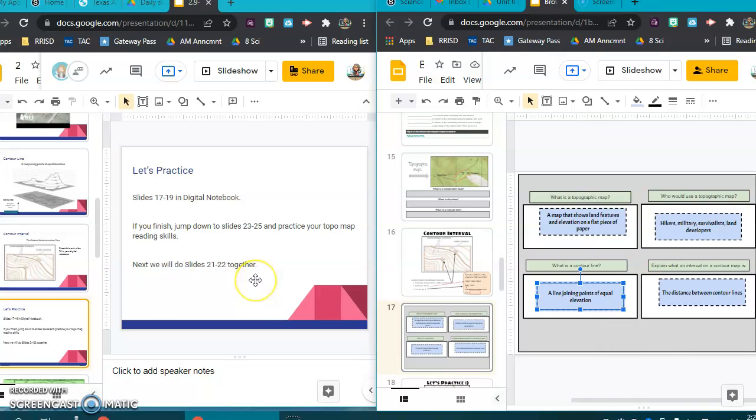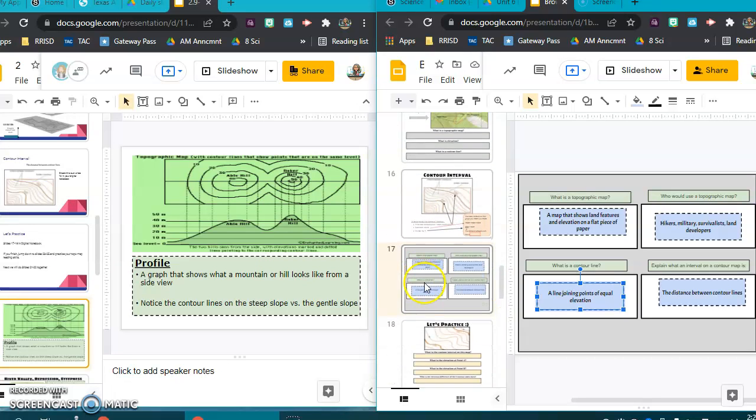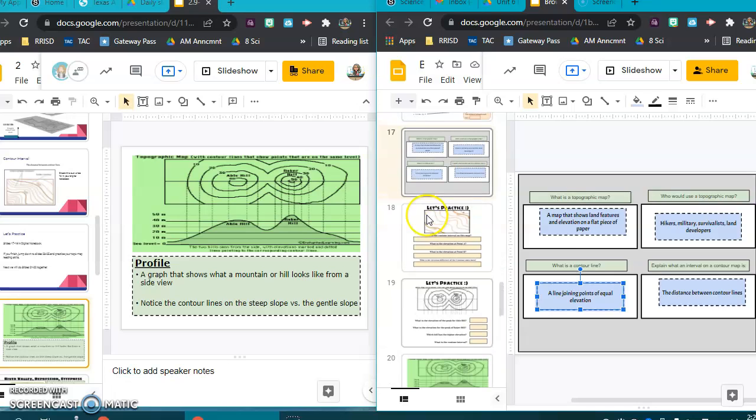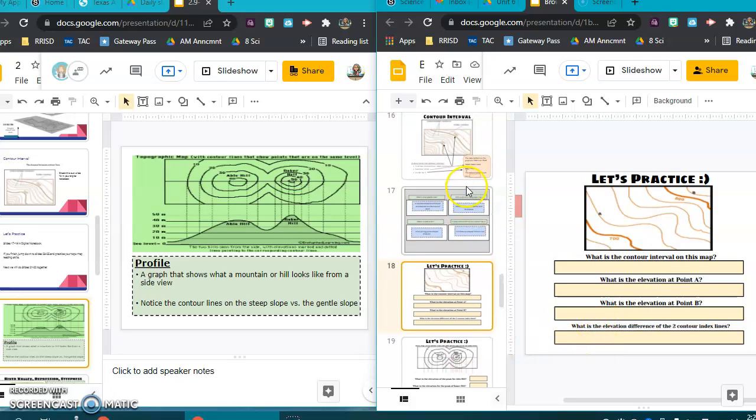We're going to do these together. We're going to do slides 21 and 22 together. This one, let's practice. What's the interval? Well, that's the distance between just two lines. But let's come back to that because we can use that formula here on slide 16. So what's the elevation between the two contour index lines? These thicker lines are contour index lines. So I take the larger number, 800, I subtract the smaller one, 700, and I would fill in 100, because 800 minus 700 equals 100.